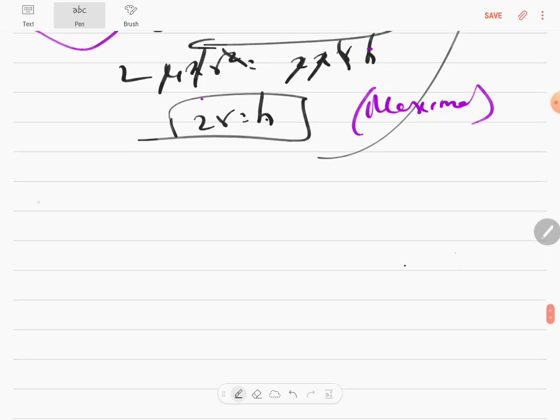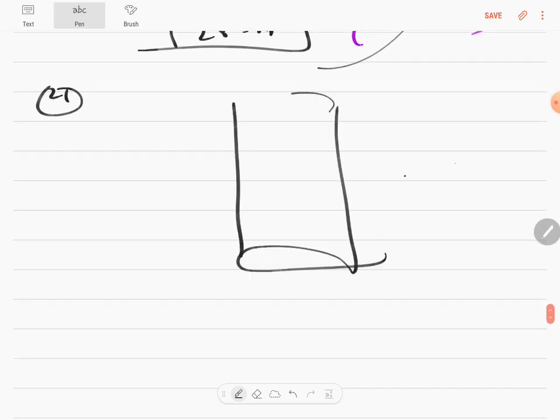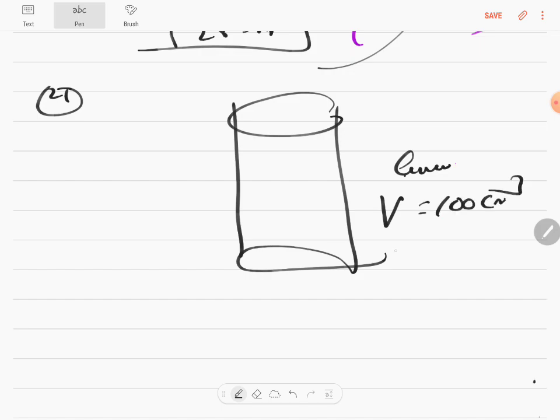21st question, is it? Yes, ma'am. Of all the closed cylindrical cans, draw a closed cylindrical can of given volume. What is given is the volume, 100 cubic centimeter. Therefore, you write 100 is equal to the volume of the cylinder, pi r square h. This is what is given. What has to be minimum in this question is the surface area.